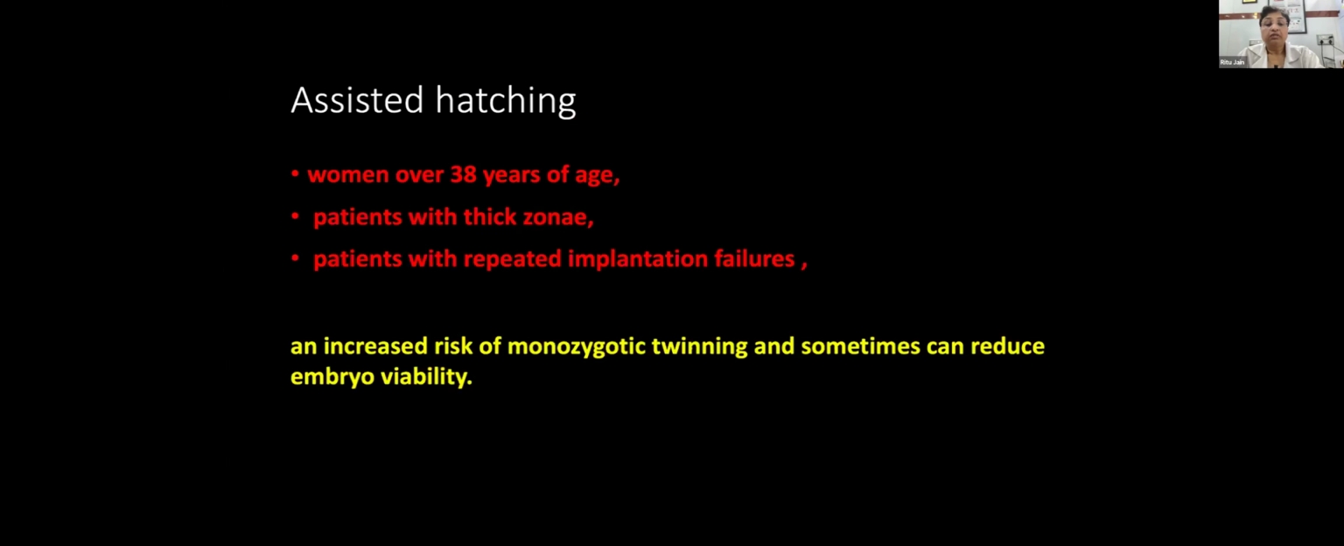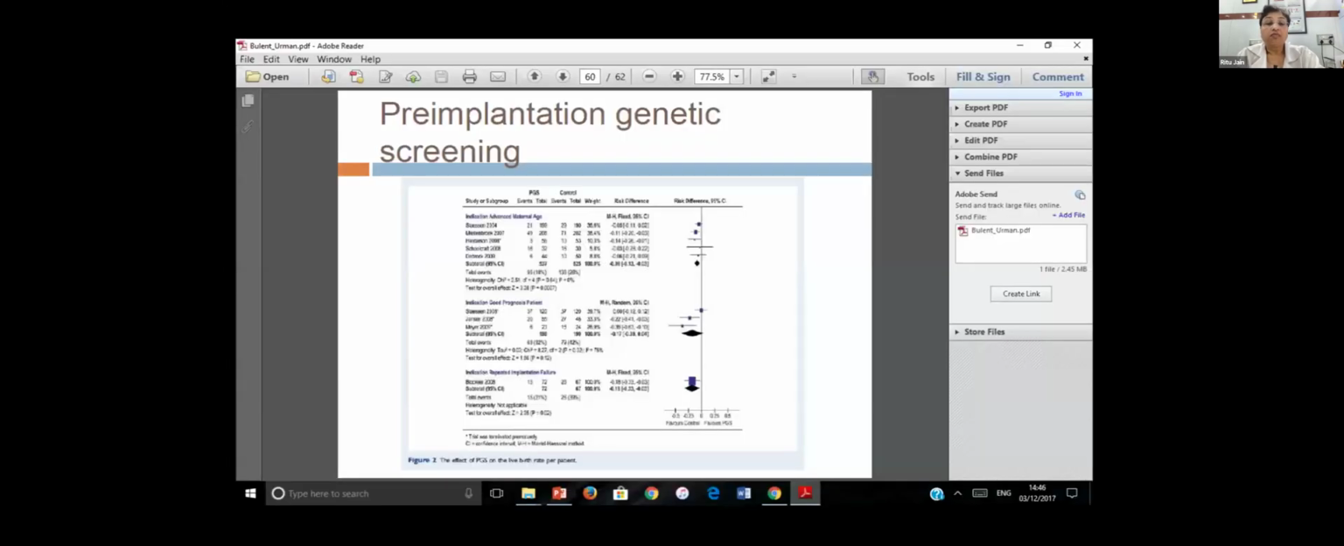Assisted hatching, though, increases the risk of monozygotic twinning. Sometimes it was used and is still being used in certain labs for women over 38 years of age, advanced age or thick zona or repeated implantation failure, with variable results.